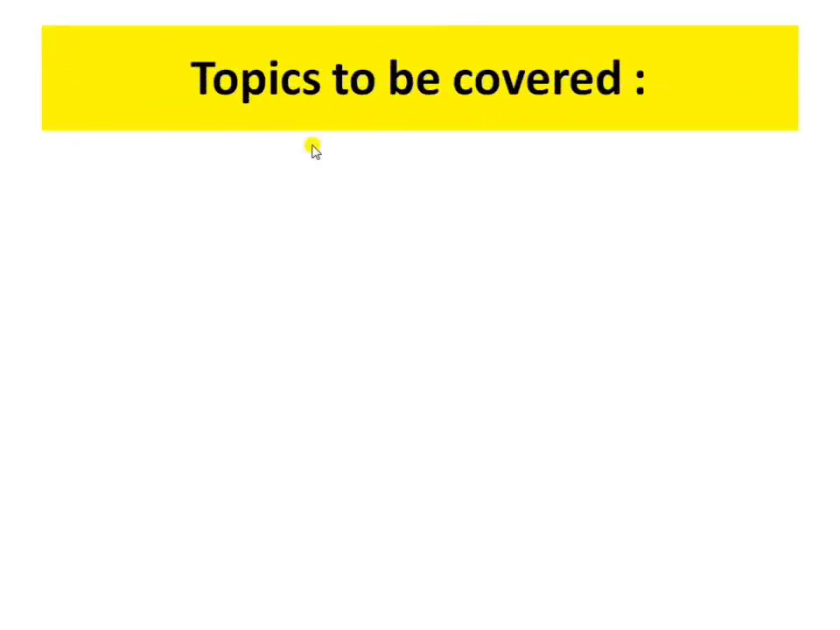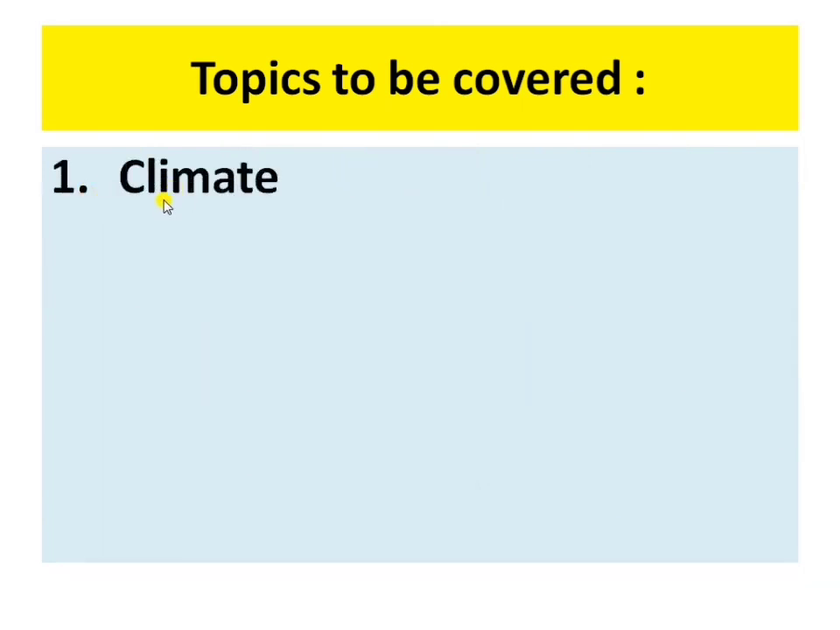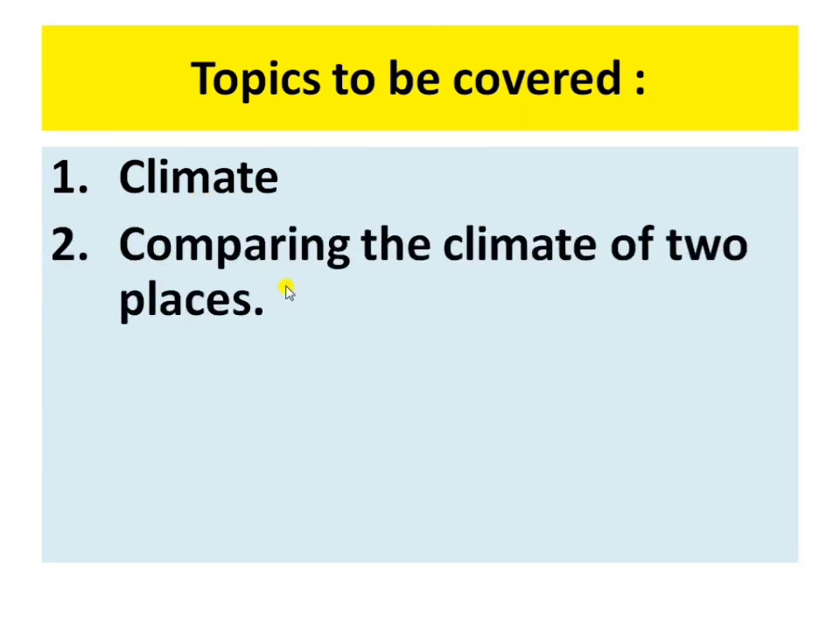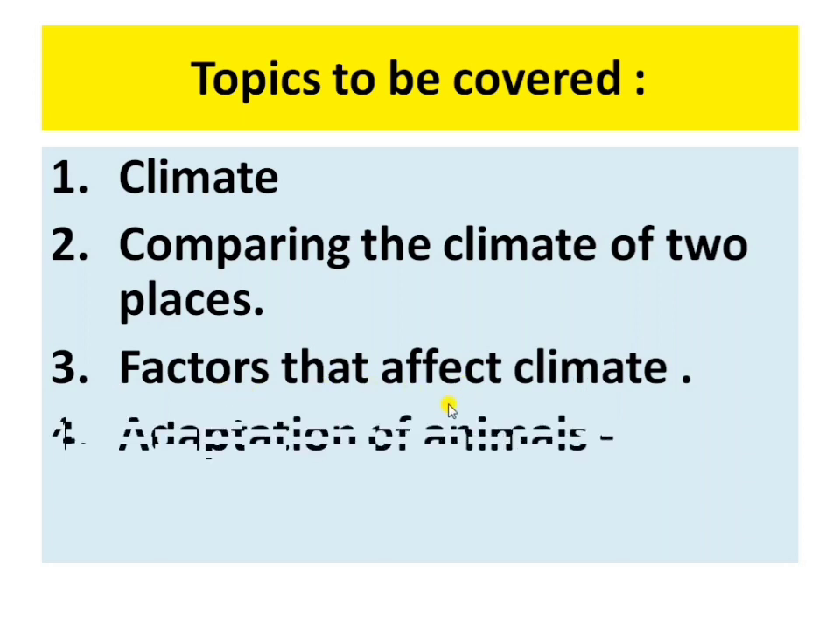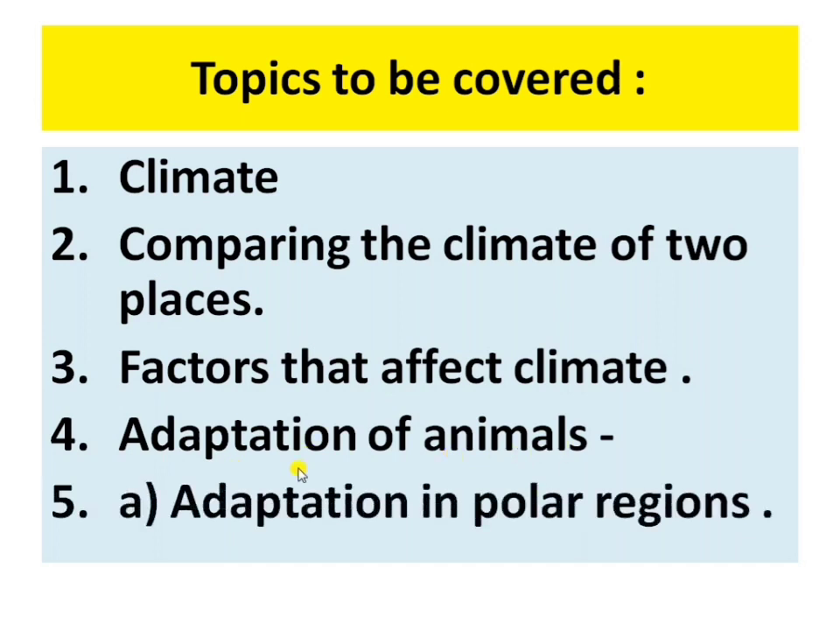The first topic that we are going to cover in this chapter is, what do you understand by climate? Second, comparing the climate of two places. Third is factors that affect the climate. Fourth one is adaptations of animals. Under this, we have the adaptations in the polar regions.